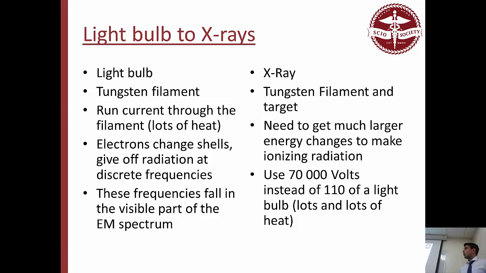What is happening? We're passing electrons through this tungsten filament, creating a lot of heat and wasting a lot of resources, but at the same time we're causing electrons in the tungsten to move in different shells. We're kicking electrons out, electrons are falling down, they're releasing energy, and if they release energy at the right frequency, remember in that small spectrum of visible light, then we see color, we see light. Okay? So that's kind of cool, but what we want to do is make X-rays.